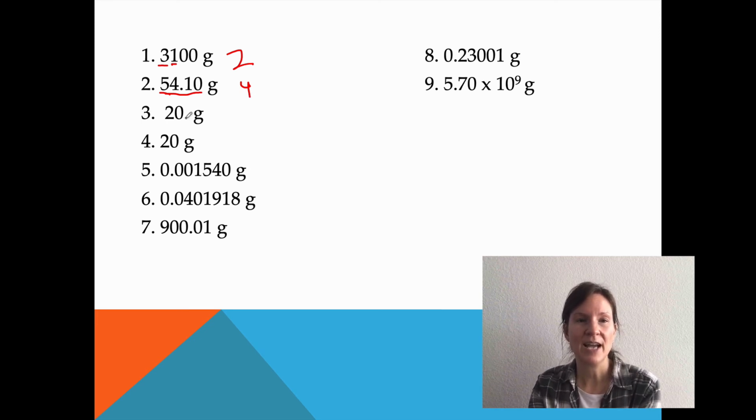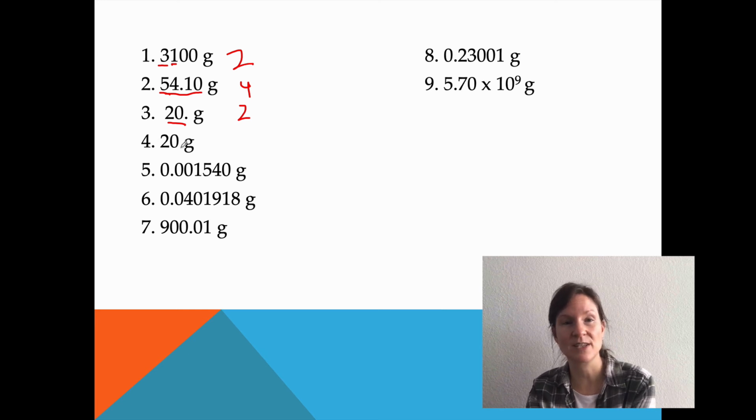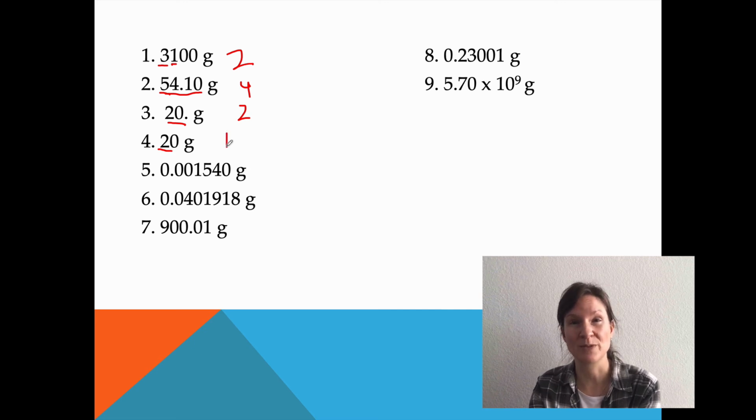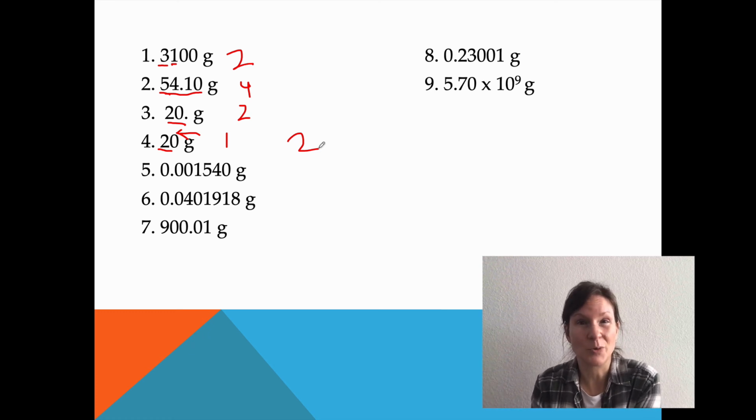For number 3, I see that it does have a decimal point, so I start on the left, which means both of those count. Number 4 doesn't have a decimal point. If I start on the right and move to the left, only the 2 was measured. That 0 is what we usually call a placeholder. Without it, 2 is not 20. That 0 is there to get us to our right value. Am I talking about 2 or 20 or 200? But it's not measured. It's just a placeholder.